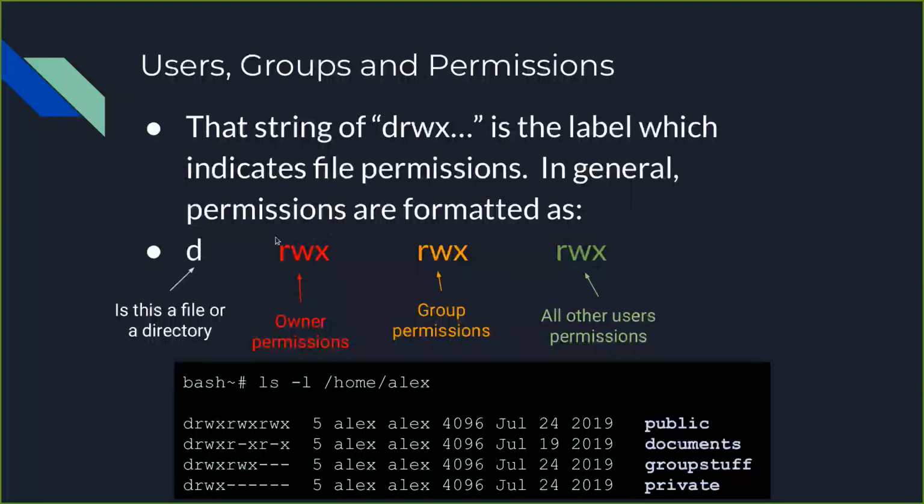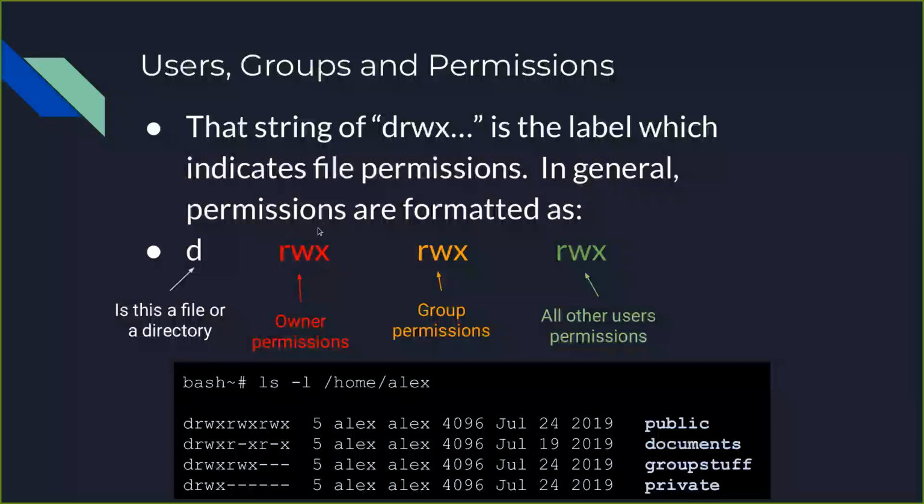Now each one of these little characters here can either be R or dash, W or dash, or X or dash, respectively. And we'll talk a little bit about what that means. But essentially this string is broken up into a one character indicator to tell you whether or not the item that you're looking at is a directory or a file. And then it's broken into three groups of 3 characters.